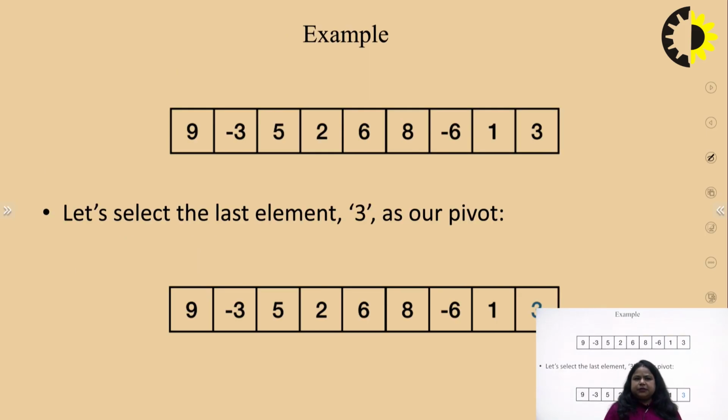Then after that, let's talk about one example. Suppose I give you an array. This particular array is given, and in this array there are a various number of elements, right?